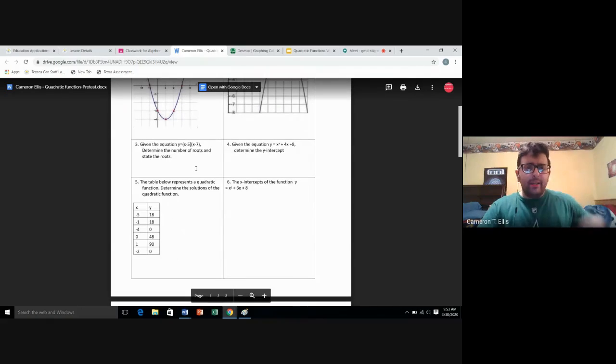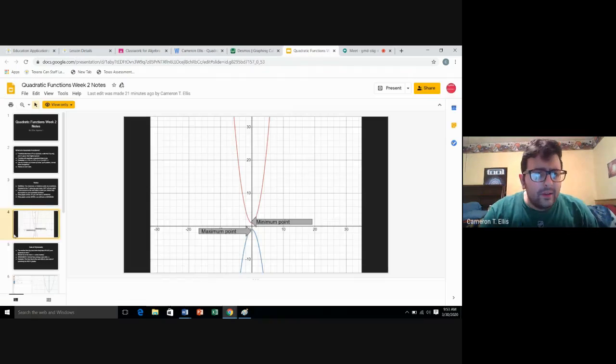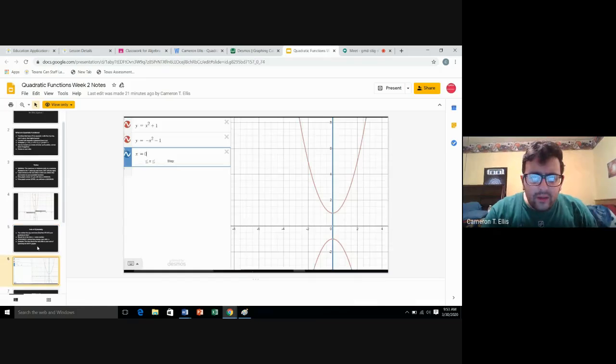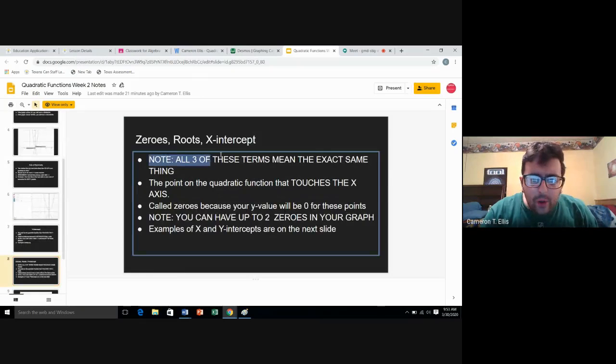Given the equation y equals x minus 5, x minus 7, determine the number of roots. Wait a minute, what the heck are roots? I don't know what roots are. Maybe if I check my PowerPoint, I can find out. Okay. Zeros, roots, x-intercepts. Note, all three of these terms mean the exact same thing. So what were my zeros in the other part? They were just the point where it touches the x-axis, right?